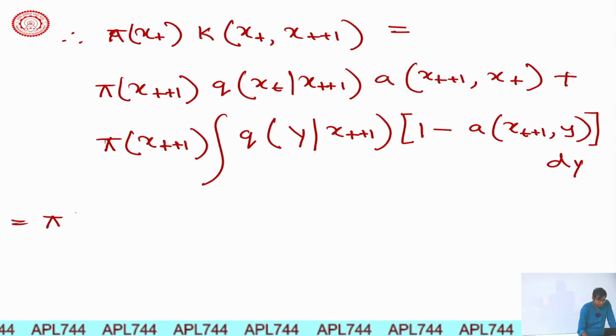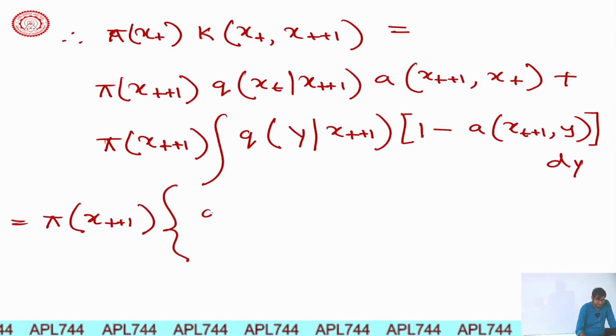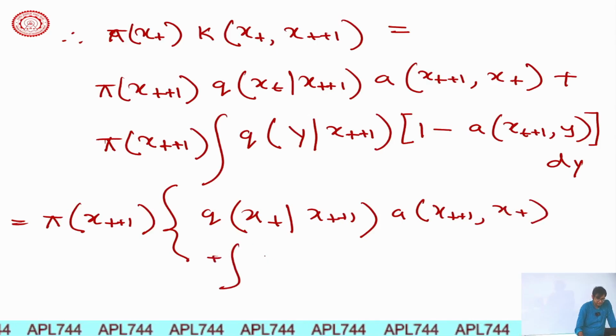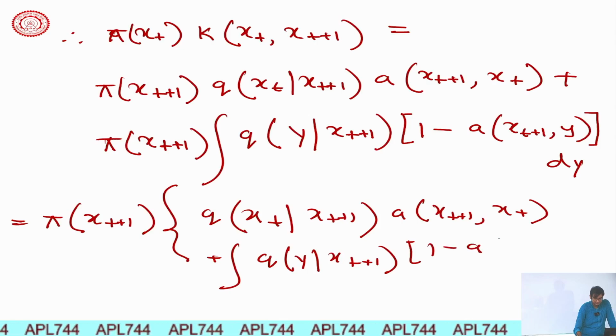This is equal to pi of xt plus 1, and then in the bracket I have q of xt given xt plus 1, a xt plus 1 comma xt, plus integration q of y given xt plus 1, minus a xt plus 1 comma y dy.